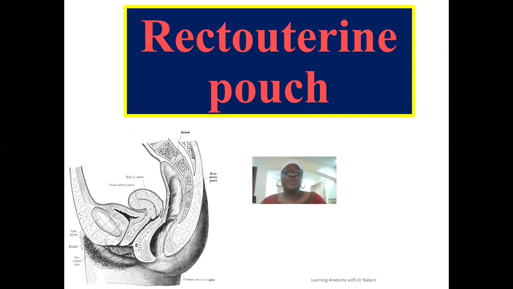In this lecture, I'll be looking at the rectouterine pouch. Using this image by the side, this is where we have the rectouterine pouch, carved out in red. This pouch is a space or a recess that is located between the uterus and the rectum. In this lecture, we'll be looking at how this pouch is formed, the boundaries of the rectouterine pouch, and also its clinical anatomy.